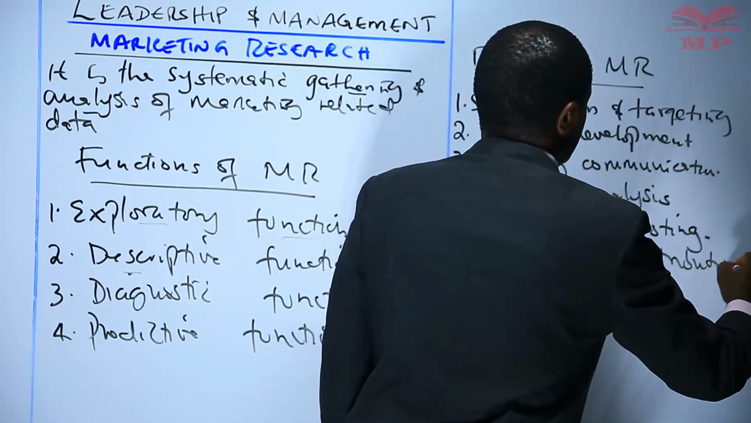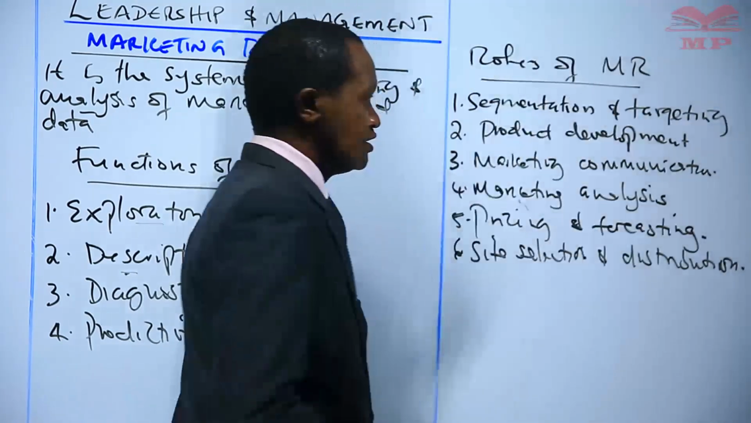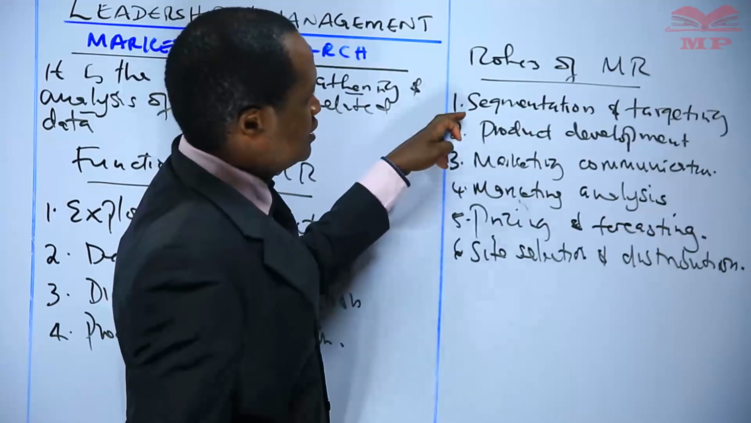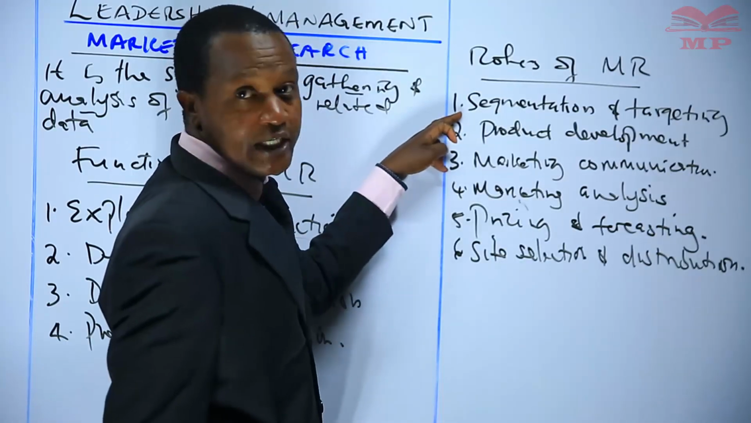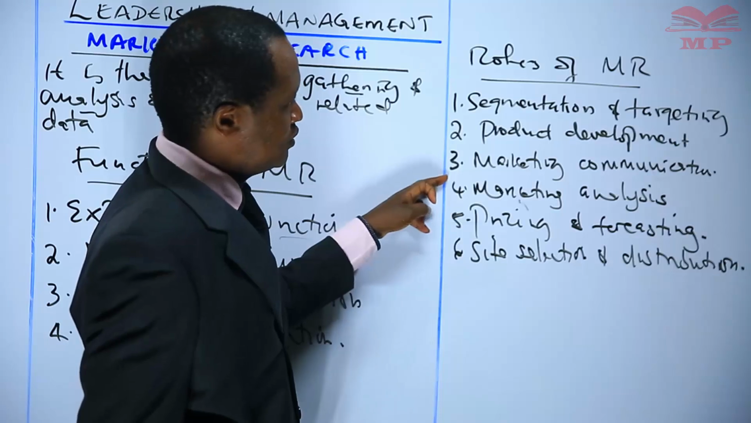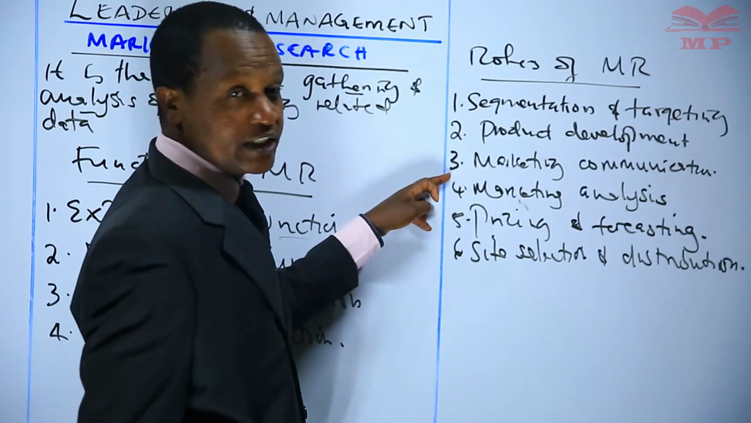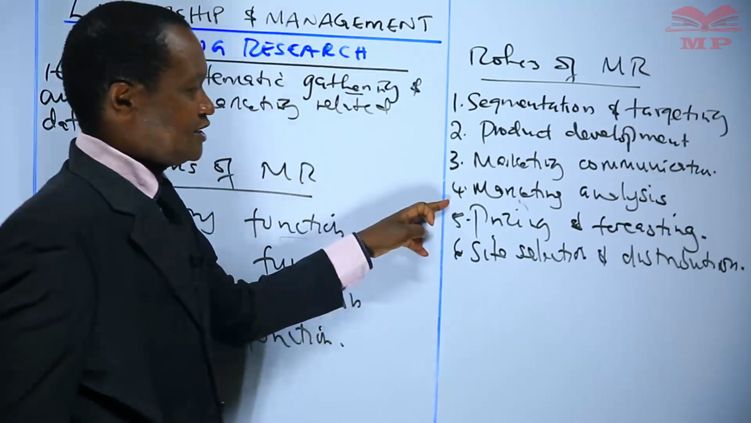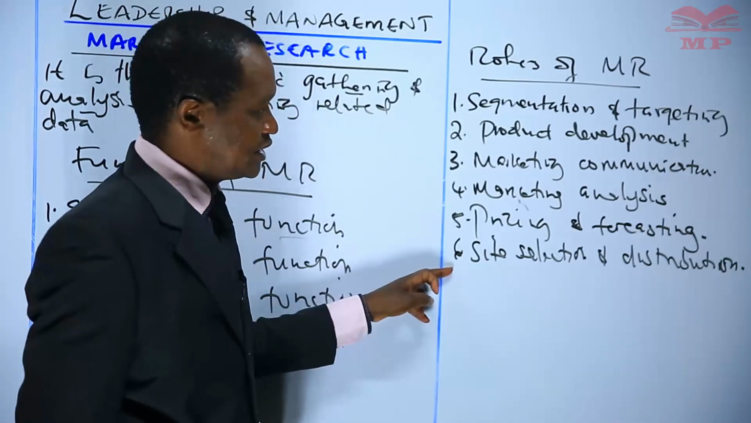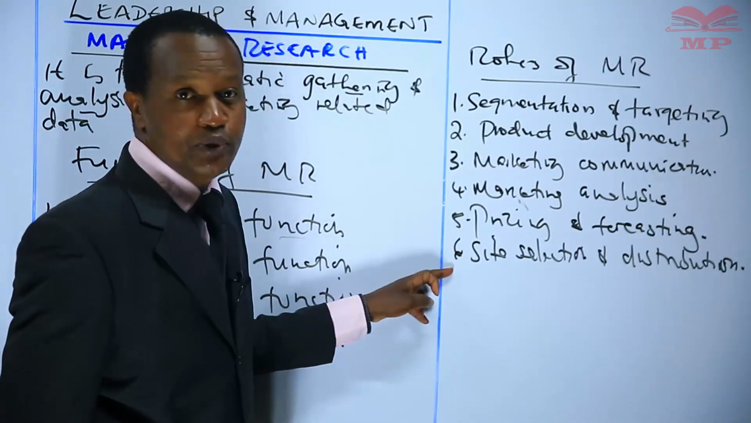Six roles of marketing research. 1, segmentation and targeting. 2, product development. 3, marketing communication. 4, marketing analysis. 5, pricing and forecasting. 6, site selection and distribution.